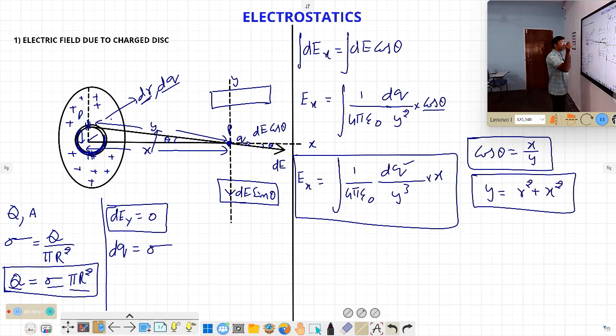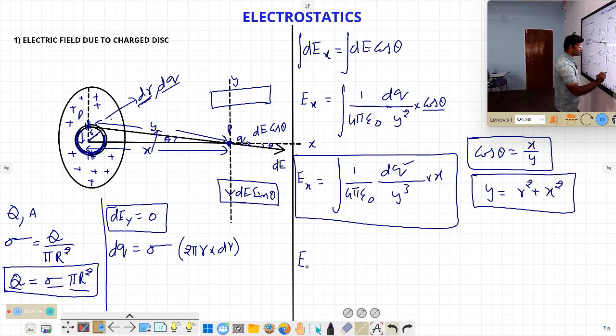So the area of that ring I can take in terms of the circumference of the ring. What is the circumference of the ring? That is 2 pi r, because r is the radius of this ring. That's why I take 2 pi r into the thickness of this. What is the thickness of that one? dr. That is nothing but the area. So dq is equal to sigma into area, which is 2 pi r into dr. Now you can substitute this in the equation.